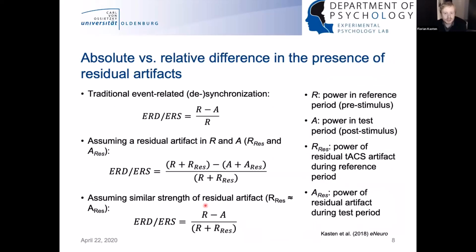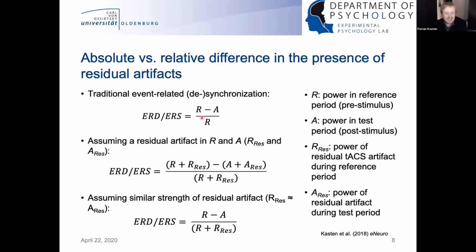So we looked into power differences. One thing that we realized at some point is that it's very crucial how you do that. Traditionally, if you look into event-related oscillations, you often calculate something like the event-related desynchronization, which is essentially a relative measure to characterize how the power of the oscillation changes. So R would be the power pre-stimulus, A would be the power post-stimulus, and then you divide that by the pre-stimulus, and then you have the relative change.